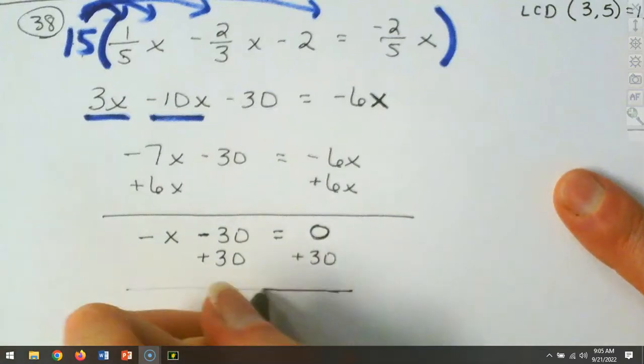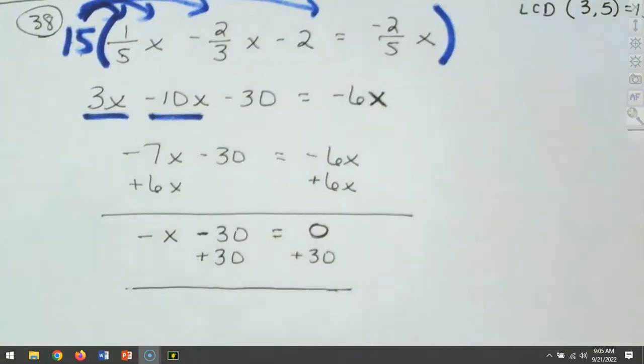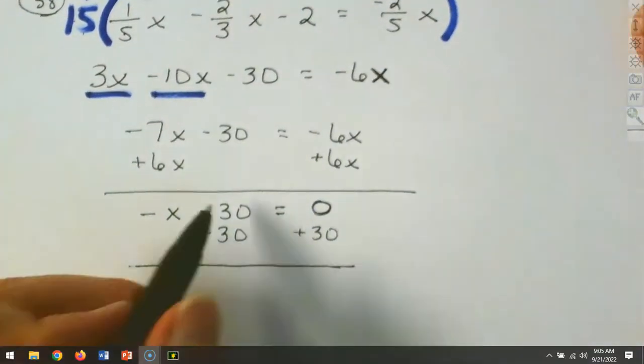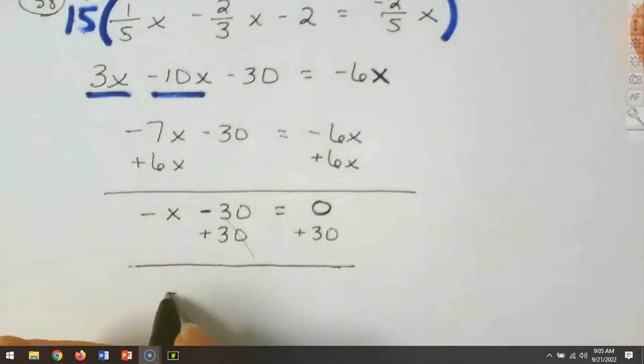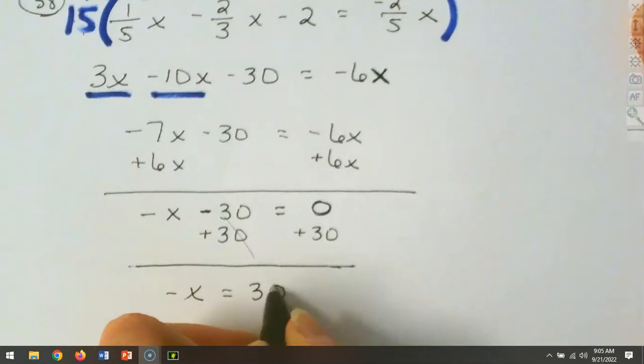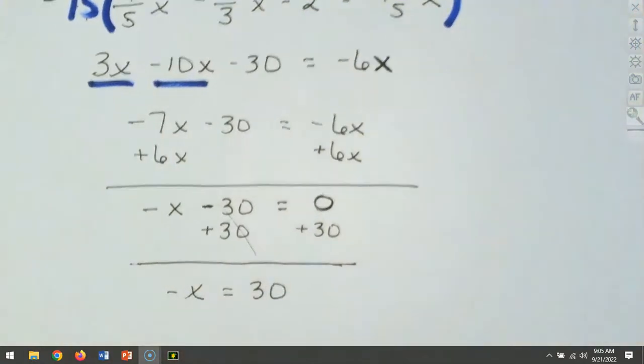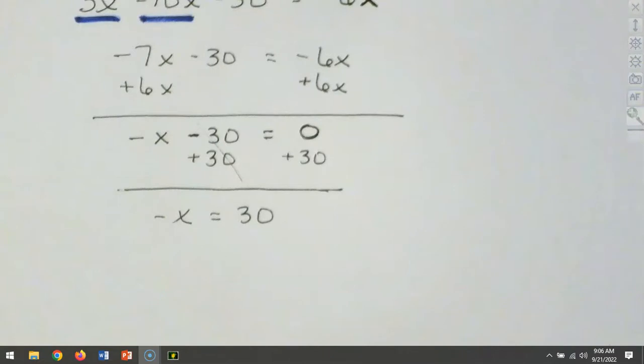You only divide by numbers that are in front of the x, directly in front. And so there's nothing in front. Now those cancel out, okay? And that leaves you with a minus x equals now 30. We do not want it to be a negative x. We want to make sure it's a positive x.